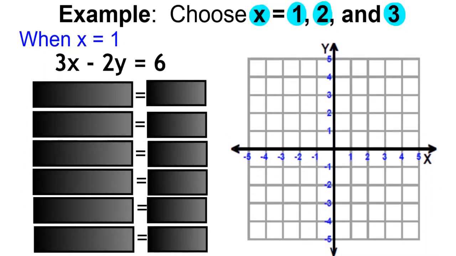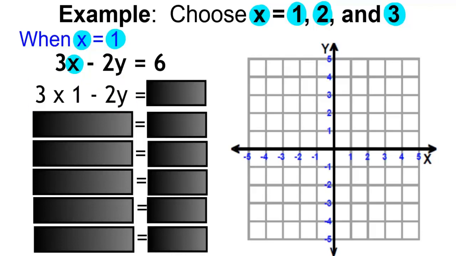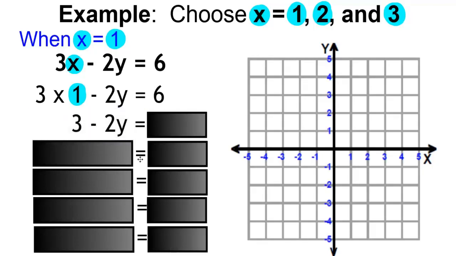When x is equal to 1, we're going to replace x in the equation with 1. So instead of saying 3 times x, it's going to be 3 times 1. So 3 times 1 minus 2y is going to be equal to 6. 3 times 1 is 3, so 3 minus 2y equals 6.